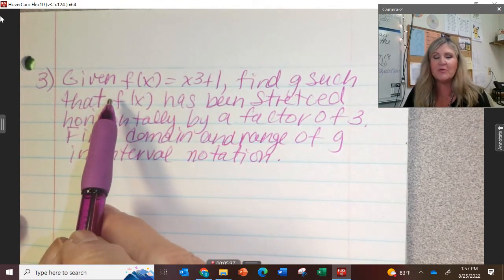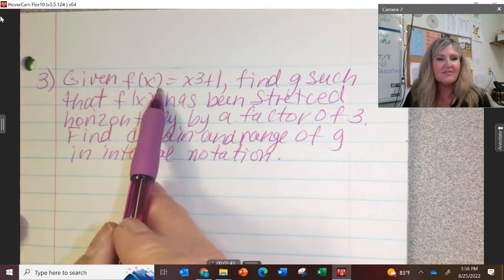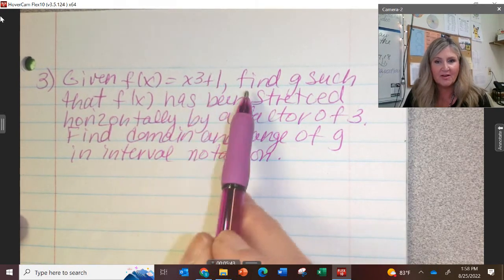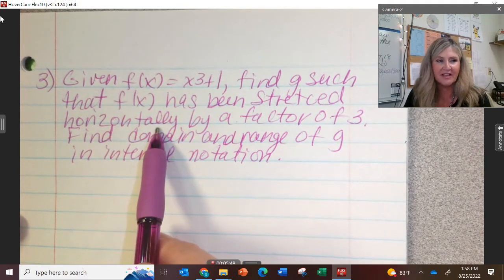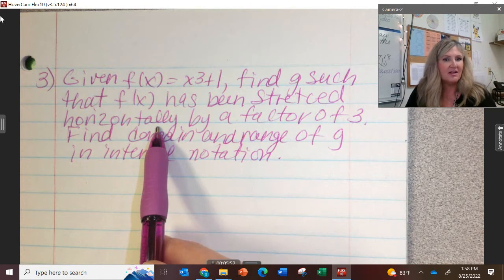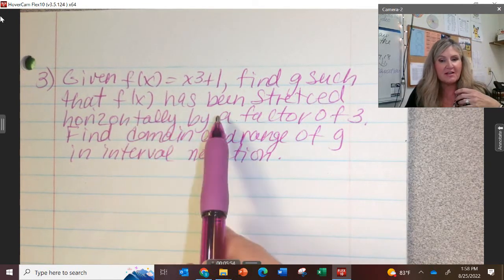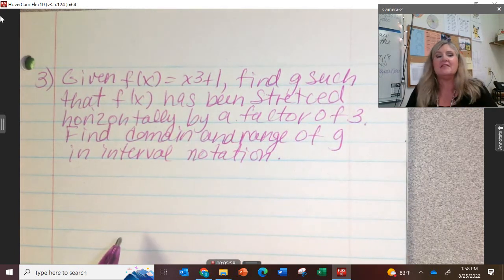Cubic. Do you guys remember what cubics look like? You should. It's right there on the board, right? So we have a function, x cubed plus 1. Find g such that the function has been stretched horizontally. Ugh. Horizontals are harder than verticals. We have to stretch it horizontally by a factor of 3. Does anybody know how to make that happen?